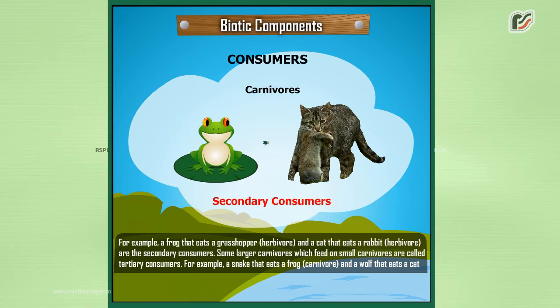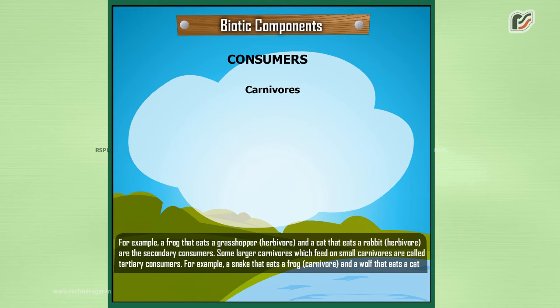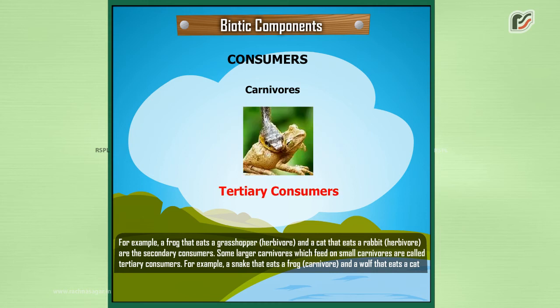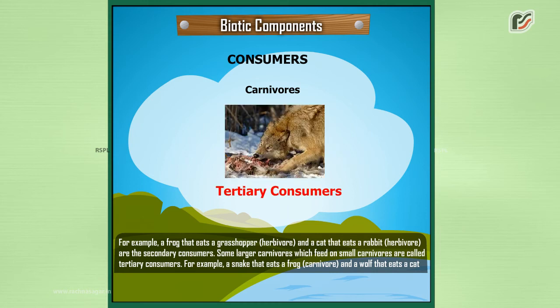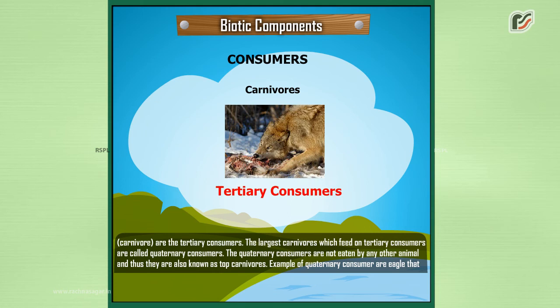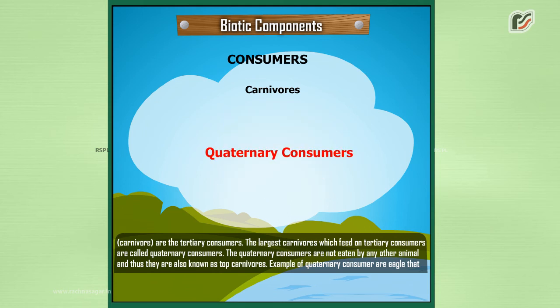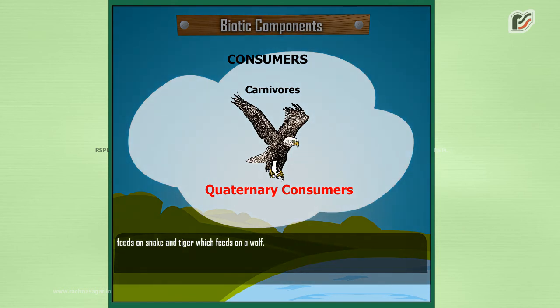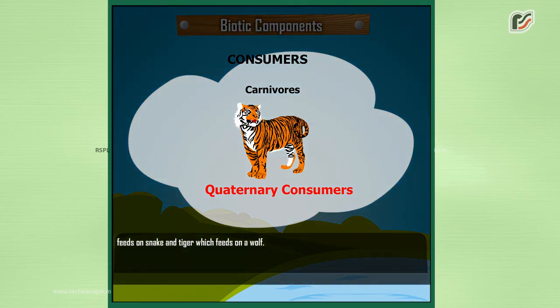consumers. Some larger carnivores which feed on small carnivores are called tertiary consumers. For example, a snake that eats a frog (carnivore), and a wolf that eats a cat (carnivore), are the tertiary consumers. The largest carnivores which feed on tertiary consumers are called quaternary consumers. The quaternary consumers are not eaten by any other animal, and thus they are also known as top carnivores. Examples of quaternary consumers are eagle that feeds on snake and tiger which feeds on a wolf.